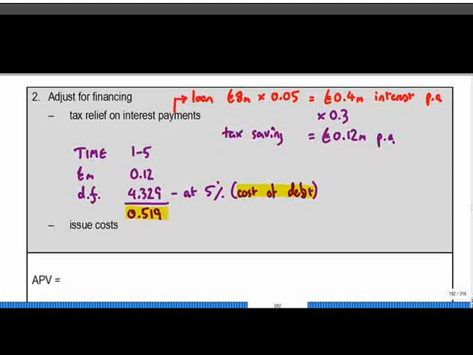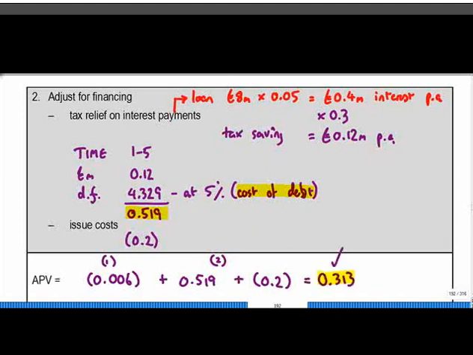Finally, we've got issue costs. Issue costs are given in the question as 200,000 net of tax. So my adjusted present value will be from step 1, the project itself is marginally negative. And then from step 2, I've got the present value of the tax saved, and I've got the issue costs. And if I just add them through, that will give me my adjusted present value. And we would say that this project is acceptable.